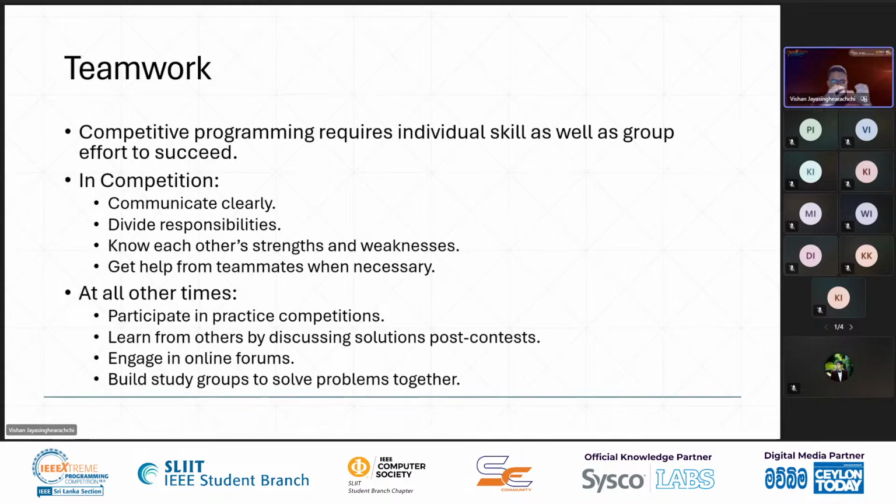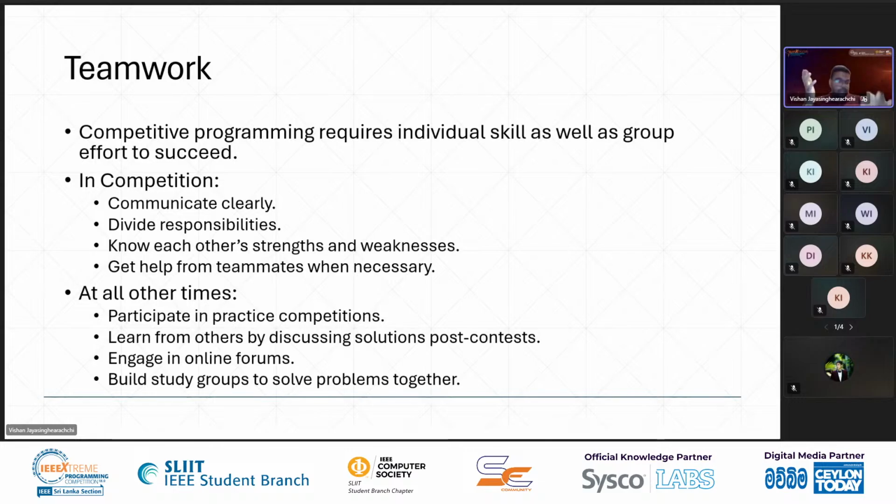This sort of understanding, of course, comes with practice. If you're a first-time team participating in a competition such as SLIITXtreme, you might not necessarily have an understanding of each member's strengths and weaknesses. That's totally fine, right? This is something that you will develop as you go on participating in many competitions.